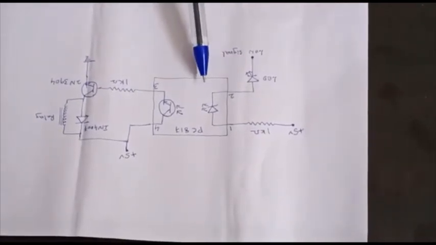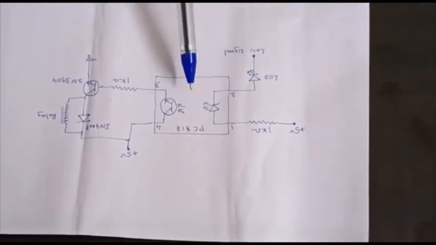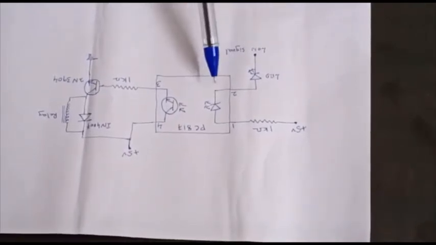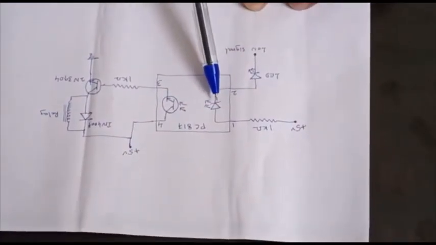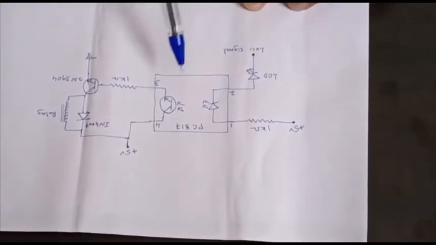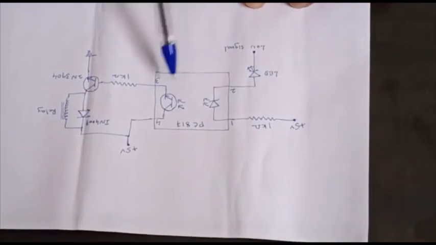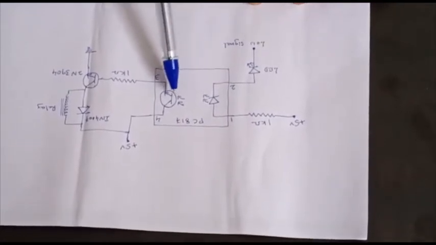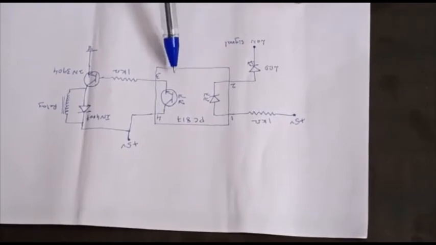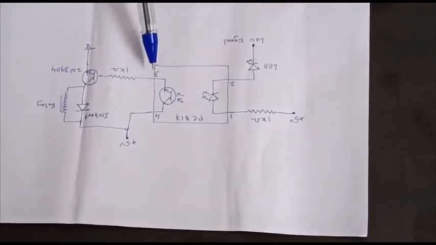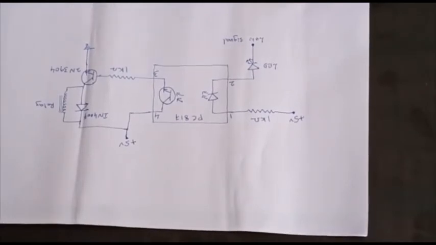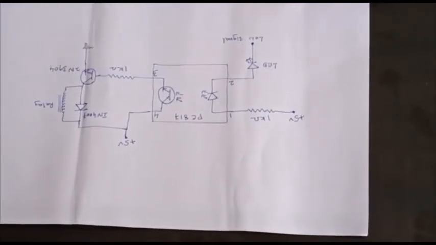So when this PC817 optocoupler is powered, it receives the voltage and the LED, that is the photodiode, lights up, which turns on the photo transistor. The output of this photo transistor, or the output of the optocoupler, will not drive the relay directly, it will not activate the relay directly.